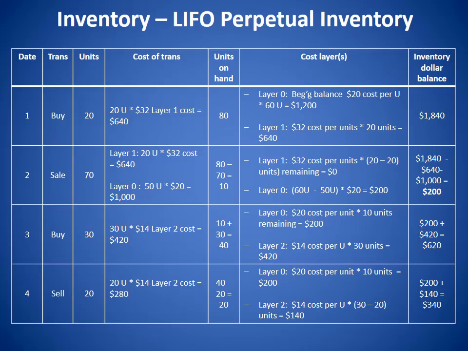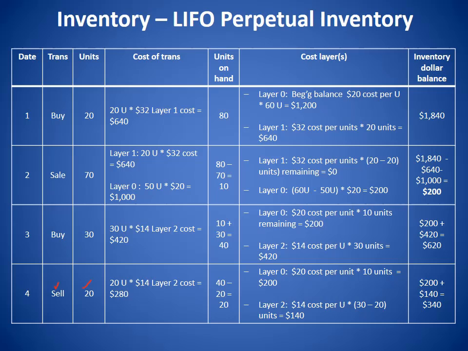Now let's look at the last transaction where we're recording a sale. In this case, we are selling 20 units. Okay, so we're going to sell our units and we're going to liquidate our layers based upon the last layer in is the first layer out. So we're going to start our liquidation utilizing layer 2.